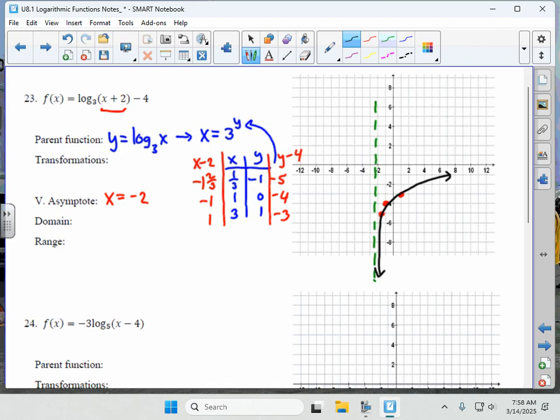All right. Transformations, this is going left 2, down 4. Domain, as we go left to right, nothing hits until we go to negative 2, positive infinity. All right, so you can see the vertical asymptote is not going to be in the domain. All right, and then the range, negative infinity to positive infinity. All right, so again, this number inside deals with your vertical asymptote. You just have to take the opposite sign.